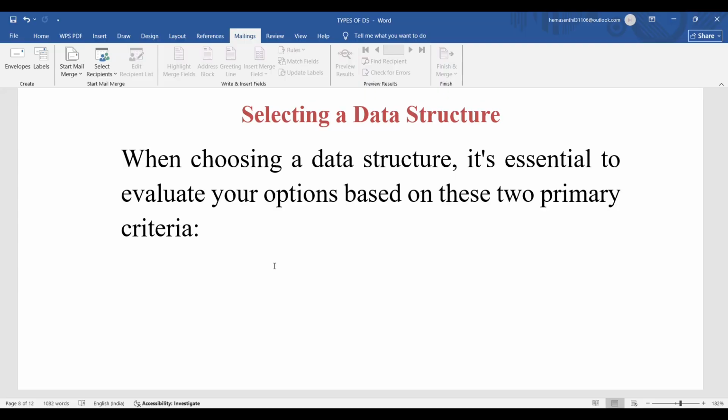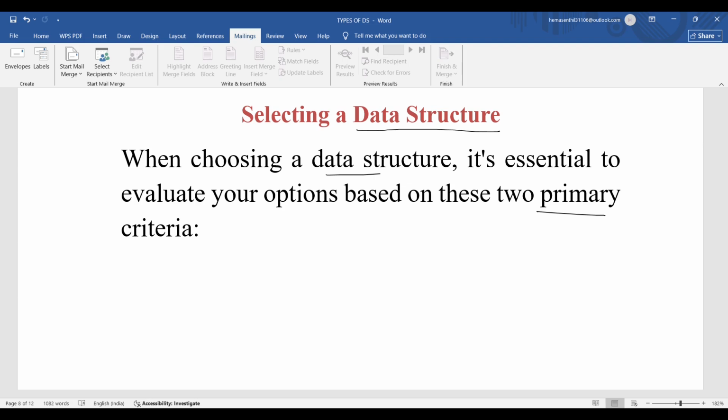Dear students, in this video we are going to discuss how to select a particular data structure for a specific task. It is very important because different data structures are available, and we have to choose the data structure for our problem. When choosing, we have two primary criteria. Let us discuss them one by one in detail.